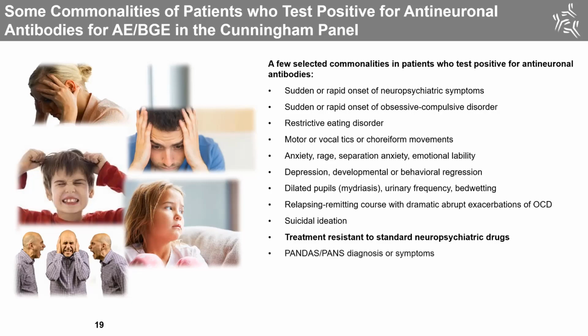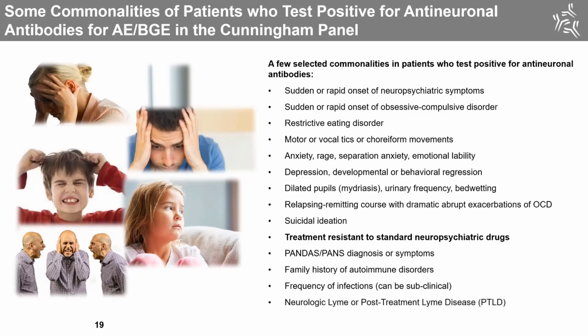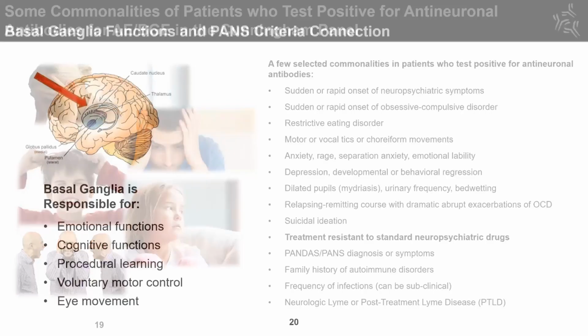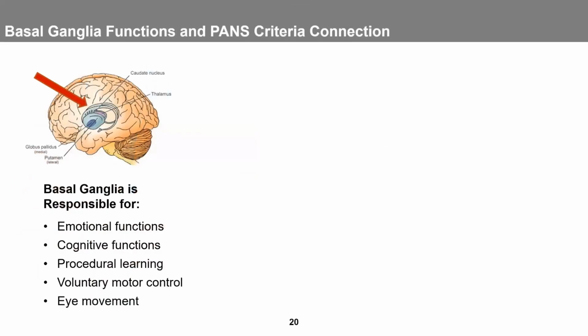non-responsiveness to these. PANDAS and PANS diagnosis, symptoms, family history of autoimmune disorders, frequency of infections, and many of these actually are subclinical, and we'll talk a little bit more about those in a second, and post-treatment Lyme disease, sometimes called neurologic Lyme.